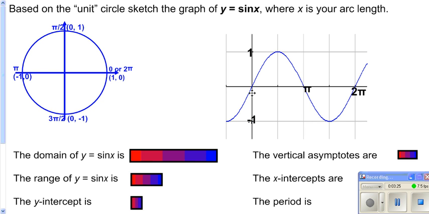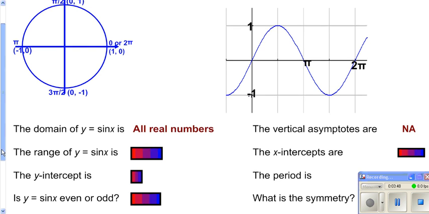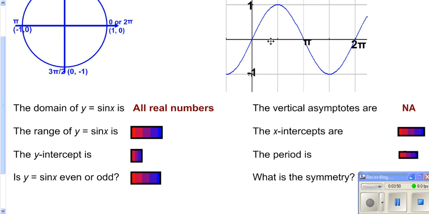Here's your sine function. It's a nice smooth curve. Your domain, well, we have no restrictions on our domain. From what we looked at before, it's all real numbers. Your vertical asymptotes, we have no vertical asymptotes, so we have none. We then want to look at our range. Our range are the y values you would get out. It goes up to a height of 1 and goes down to a depth of -1, so your range goes from -1 to 1.